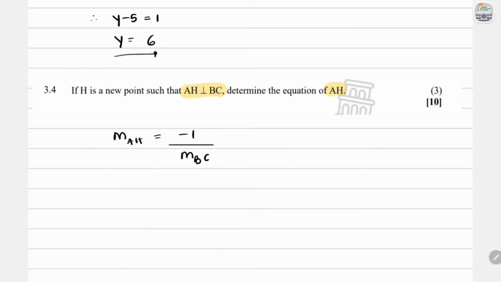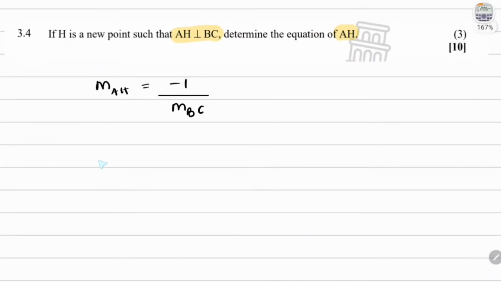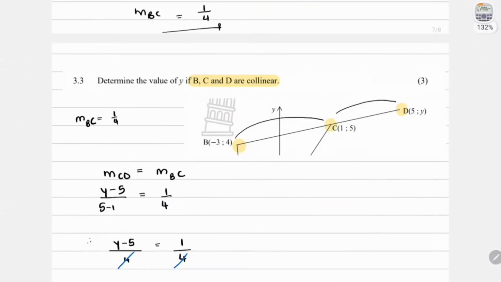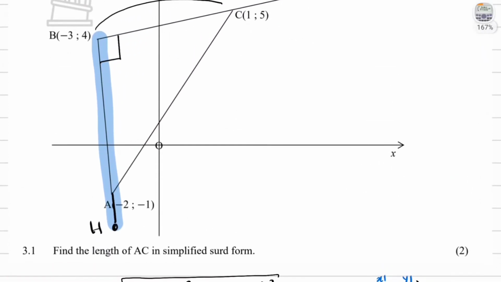Now, we already know the gradient of BC. The gradient of BC is 1/4. So to find the gradient of AH, it is -1 divided by 1/4. And you can check on your calculator. That would give you -4. Okay, so we have the gradient of AH, right? What other points do we have now on AH to help us find the equation? Well, we're going to have to use A, because that's probably what they want you to use, okay? So they probably want you to use A, not B. It was just the construction that was a little weird.